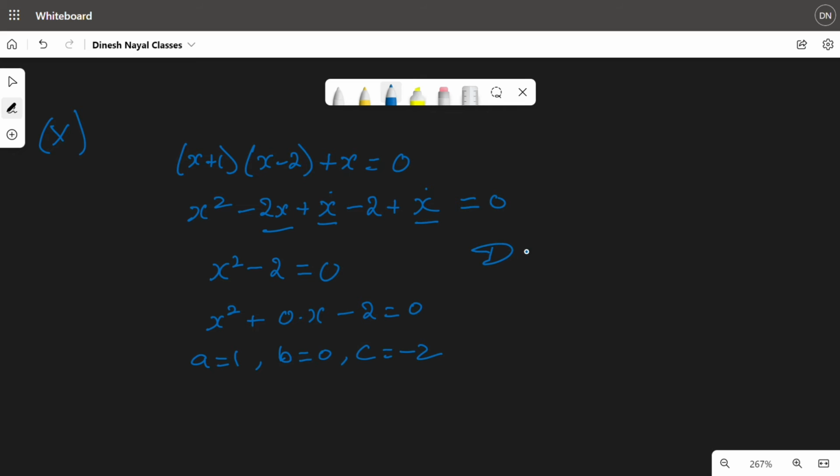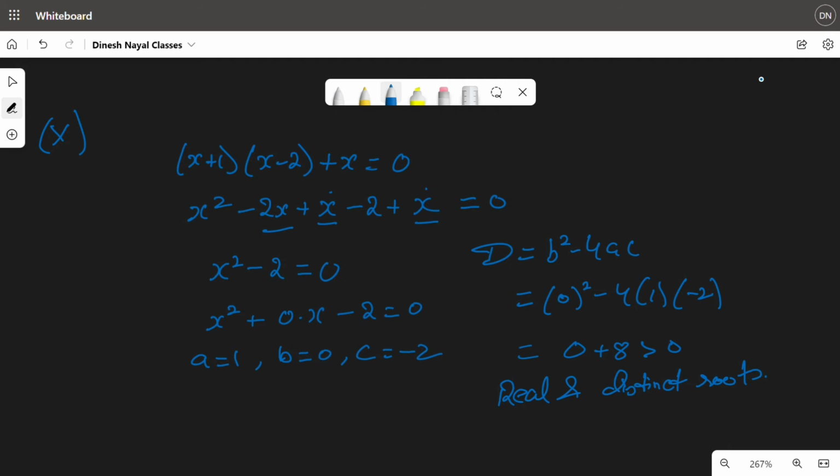Applying the formula, D is b square minus 4ac. So that will be 0 square minus 4 into 1 into minus 2. So that is 0 only, but minus 4 into minus 2 will be plus 8. So this is greater than 0, hence it has two distinct real roots. Real and distinct roots.